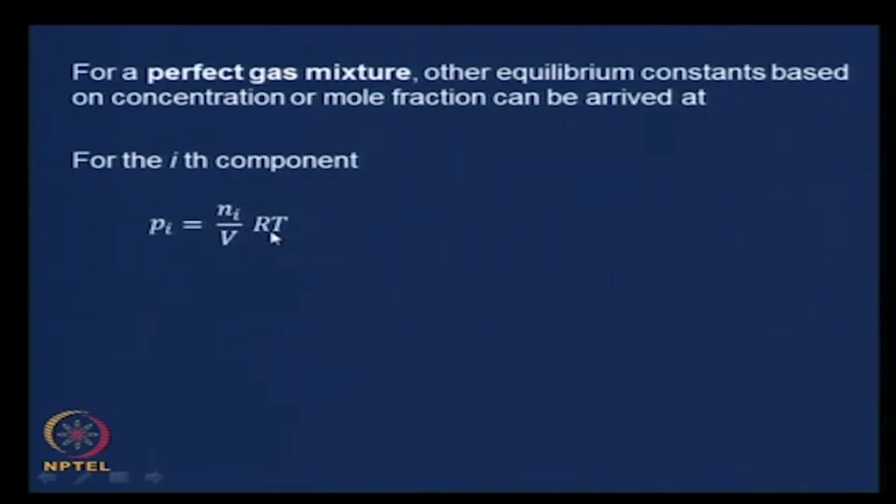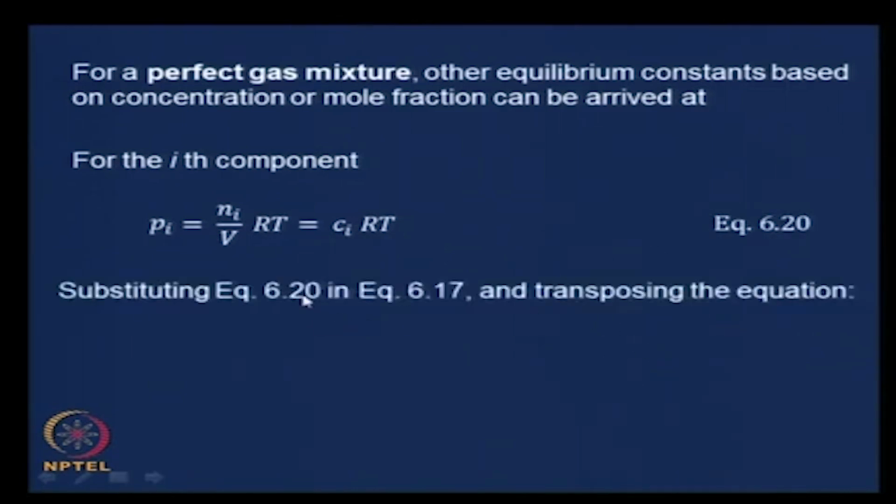So Ni by V RT is partial pressure, where Ni by V is nothing but the definition of the concentration, the molar concentration. Therefore, Ci RT, let us call this equation 620 in this context, and if we substitute equation 620 in equation 617, that will become very clear right now, and transposing, we will get Kp equals product over I of (Ci RT) the whole power nu I. Can you do this bit of algebra right now? Just substitute 620 in 617 and get this expression.